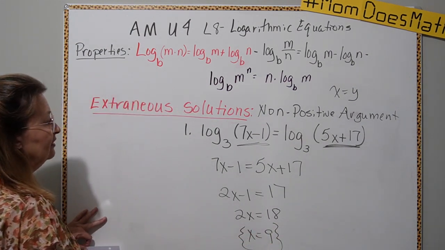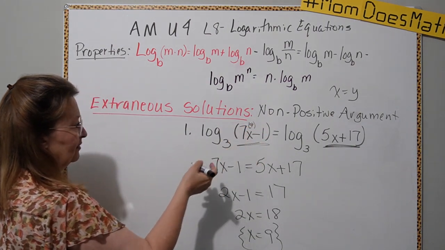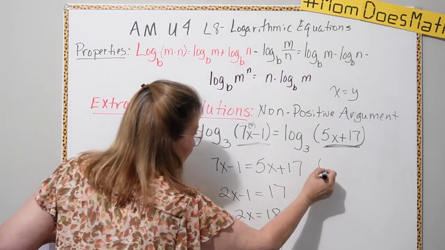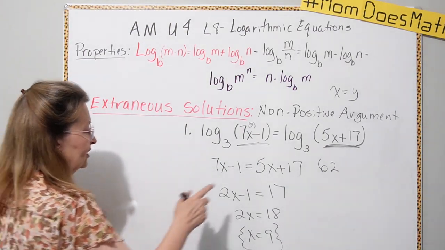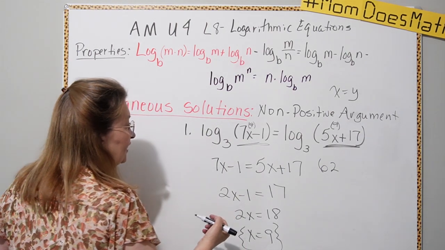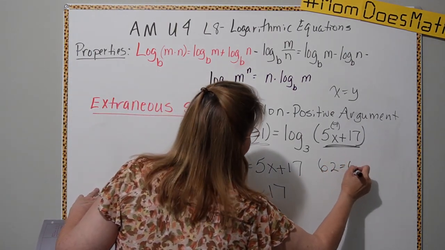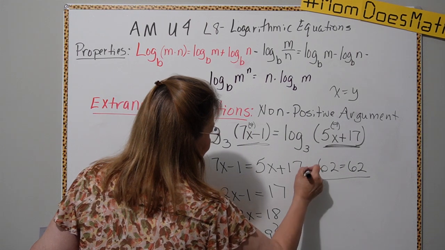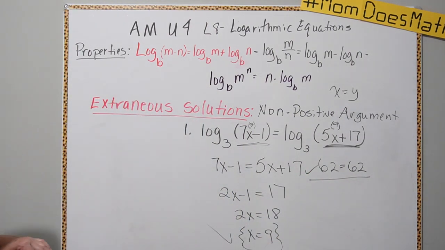Now to check it, you go back up here. If I plug 9 in there, 7 times 9 is 63, minus 1 is 62. That is a positive argument, so that's good. Now let's see if it makes the same thing over here. 5 times 9 is 45. 45 plus 17 is 62. So the answer checks, it is valid, and we can move on to the next problem.